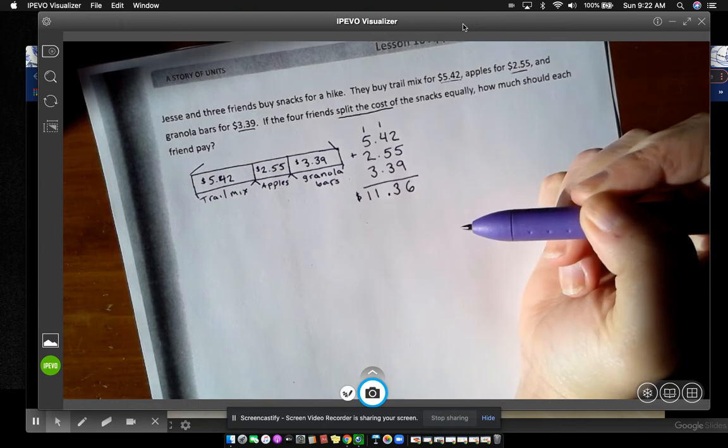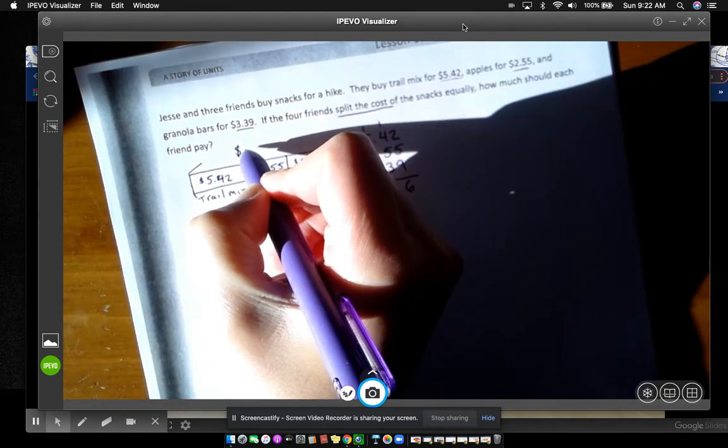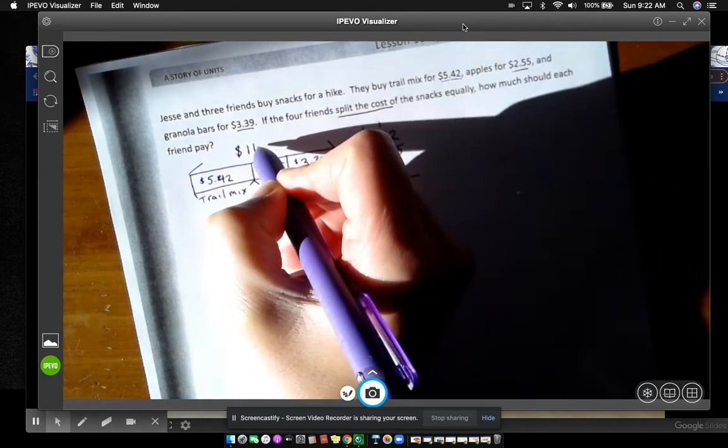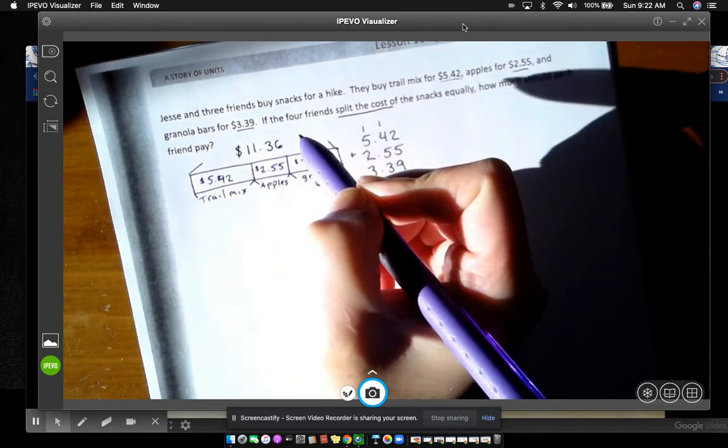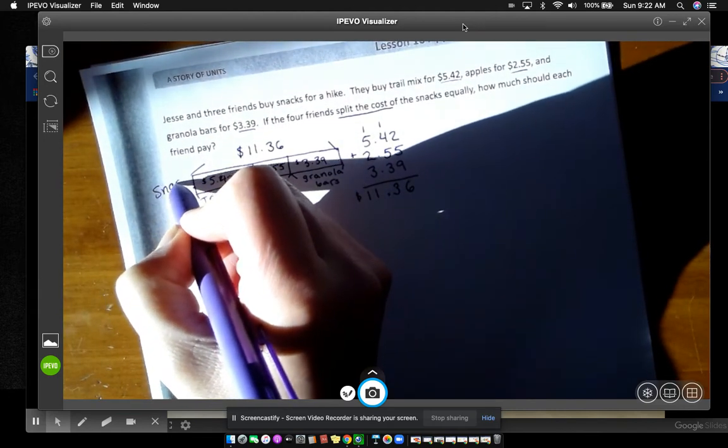So the three friends spent $11.36 total for all their snacks. And I might even label this whole tape diagram snacks.